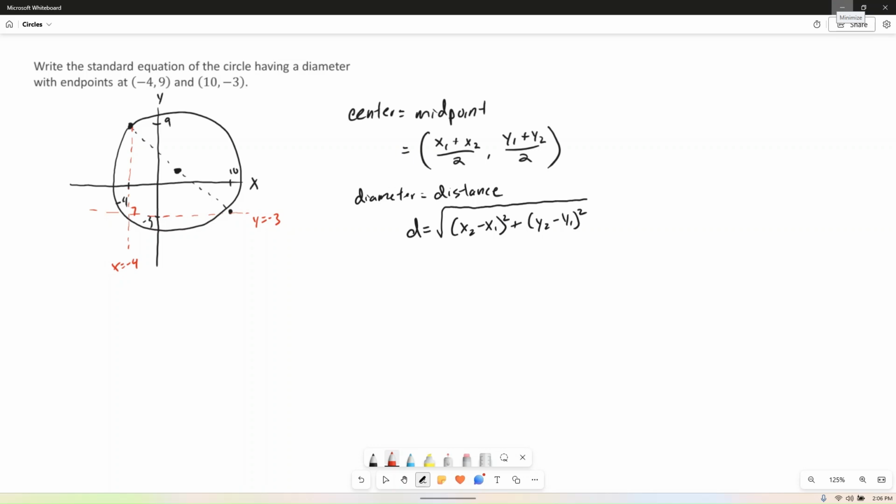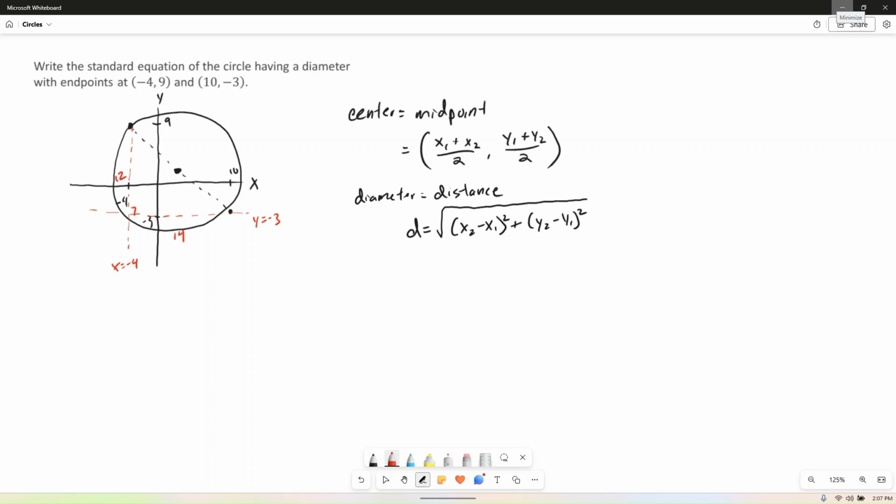What is the length of that vertical side and horizontal side? Well, the vertical side travels from -3 up to 9. So how far is it from -3 to 9? That's a distance of 12. And then what about the horizontal side of the triangle? So that's going from -4 to 10. So how far is it from -4 to 10? That's a distance of 14.